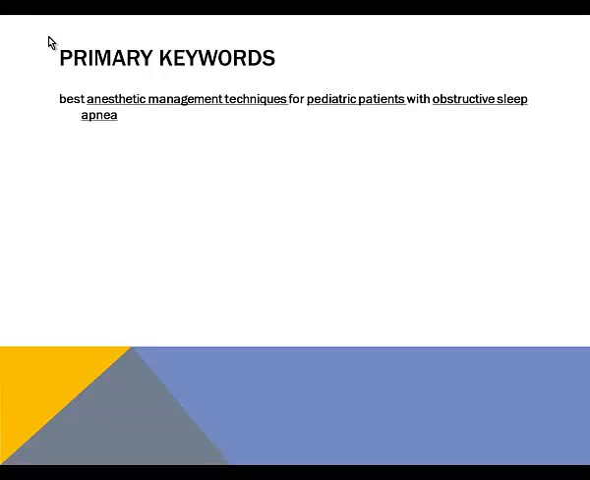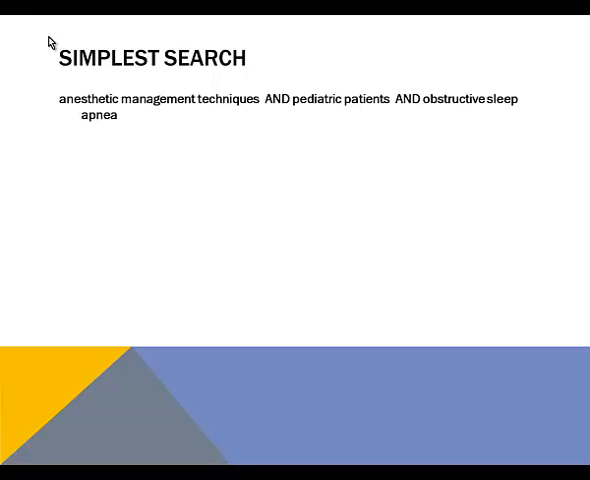Obviously, there's a lot of adjectives in there as well. I'm not going to do best for that. It's going to be a matter of evaluating systematic reviews as opposed to finding all of the articles that talk about the anesthetic management techniques. The simplest search I can do is to take these terms, separate them, put "and" between them, and search them.